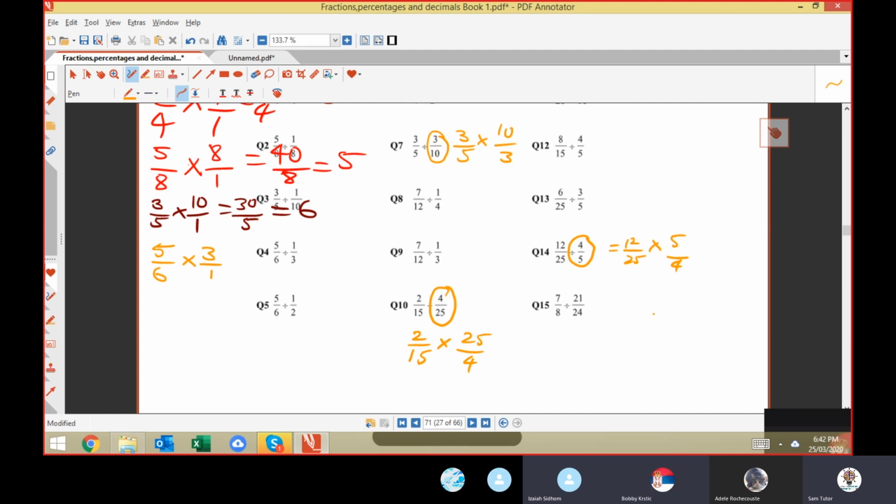Do we get that now? Yeah. Divide: you leave the first, multiply, and flip the second. Leave the first, multiply, flip the second one. All right, 5 times 3 becomes 15 over 6.